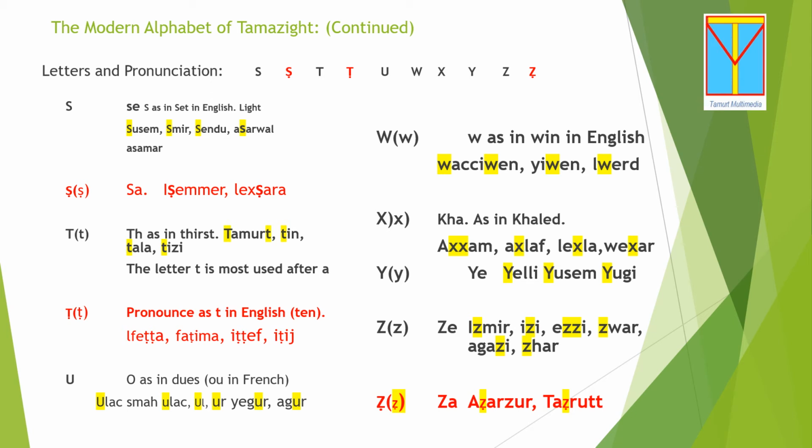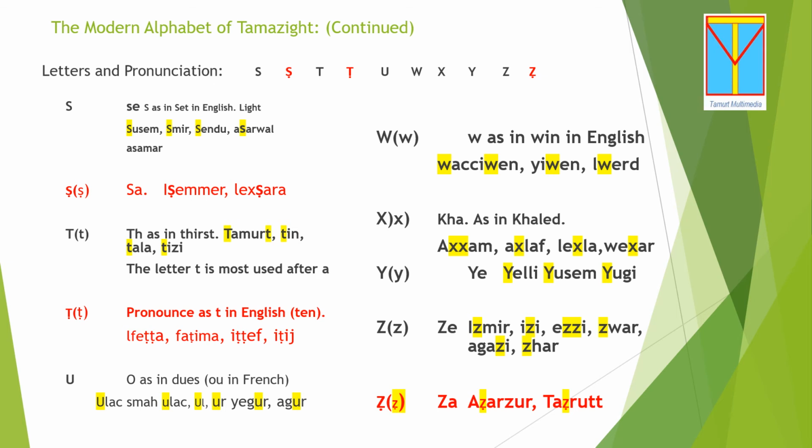The U is pronounced as U as in douze, or the U in French. Ulash, smah, ulash. Uryugur, agur. The W is pronounced as in English, as in win. So we say washiwun, yewun, lward.